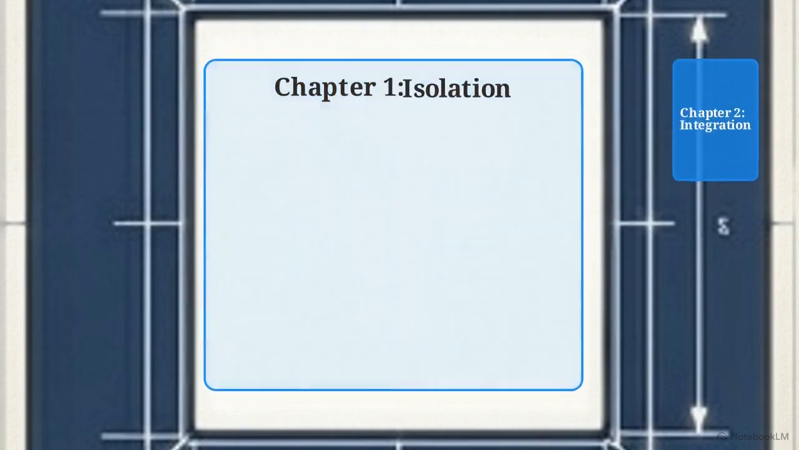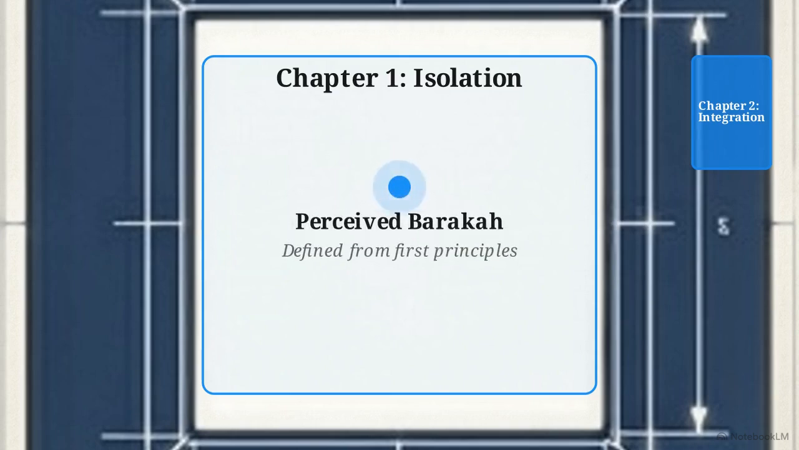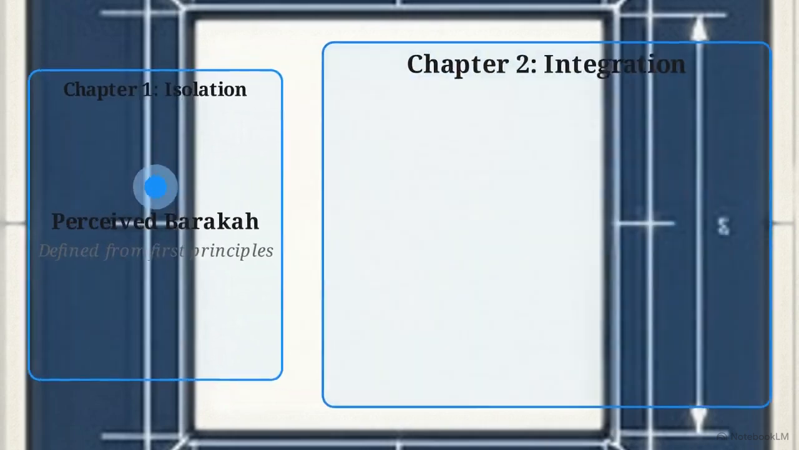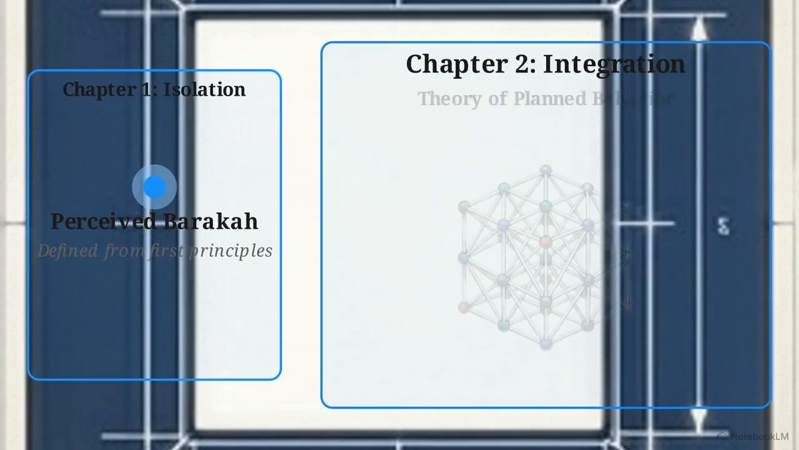The specific function of the first chapter is isolation. This isolation chapter must define the novel construct, like perceived barakah, from first principles, entirely independent of the broader study. Once that isolated definition is secure, focus shifts to the integration chapter.